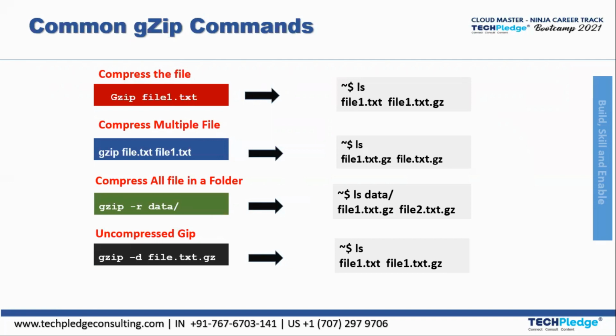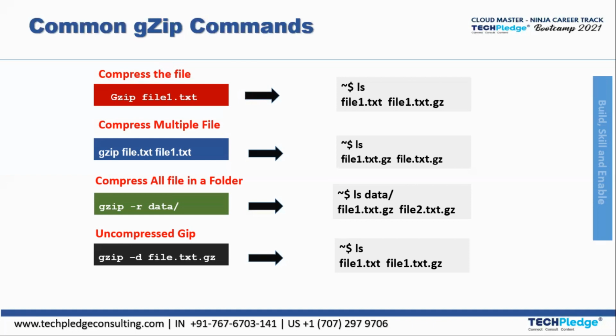And if you want to go with a folder, all files in a folder, you do ls data/, then your file name.gz, the other file name.gz, whatever is held in the folder, that is gzip -r data/. And if you want to view, you go for ls, listing all those files. If you want to compress, you just go for gzip file1.txt, and your file names. Then for decompression, you just go gzip -d file.txt.gz, and if you do an ls, you can see your files.